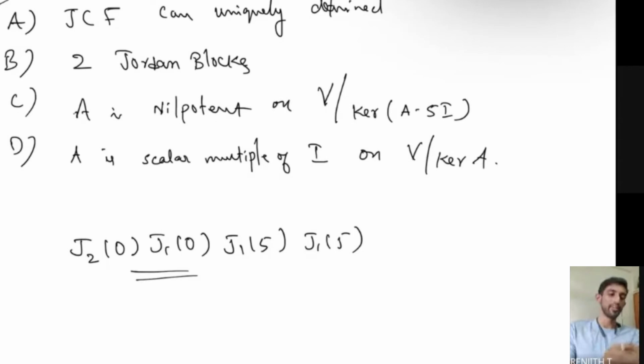Now, what is the third part? A is nilpotent in kernel of A minus 5I. In kernel of A minus 5I means we are removing the part for 5. Then what else is there? Think about that portion and tell me.